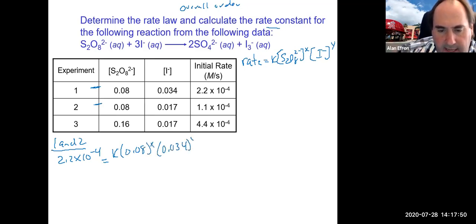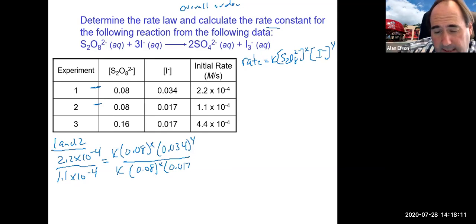0.034 to the Y. Again, everything here up on top is from entry number 1. We'll go to entry number 2 in the table and do the same thing: 1.1 times 10 to the minus 4, RK, and 0.08 and 0.017Y. So it's sort of the same approach. This is going to give us a 2.